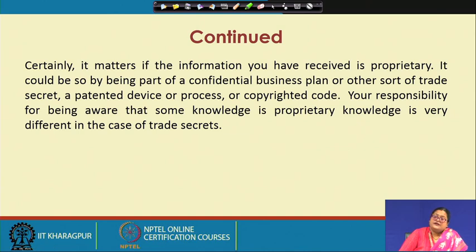So, it really matters whether what you have received is proprietary knowledge. You could get that knowledge by being part of a business plan or other kind of trade secret, or you may have gone through copyrighted code or a patented device. You need to understand that some part is proprietary knowledge, some is copyrighted code, and some part may be general, and while helping company B you can use your power of discretion on how much of that you can use and how much you cannot.